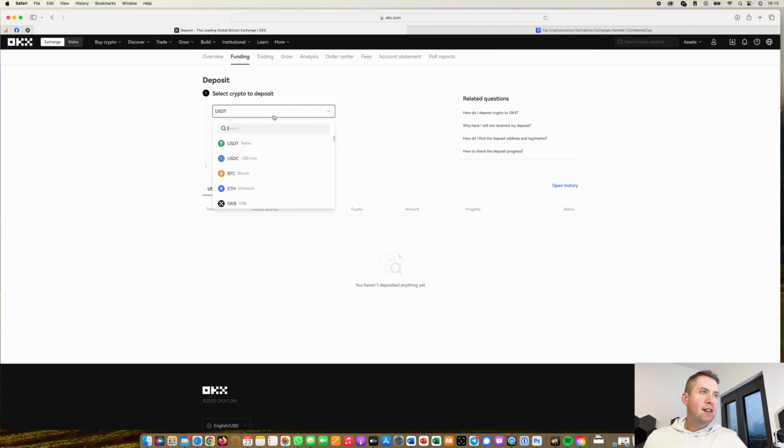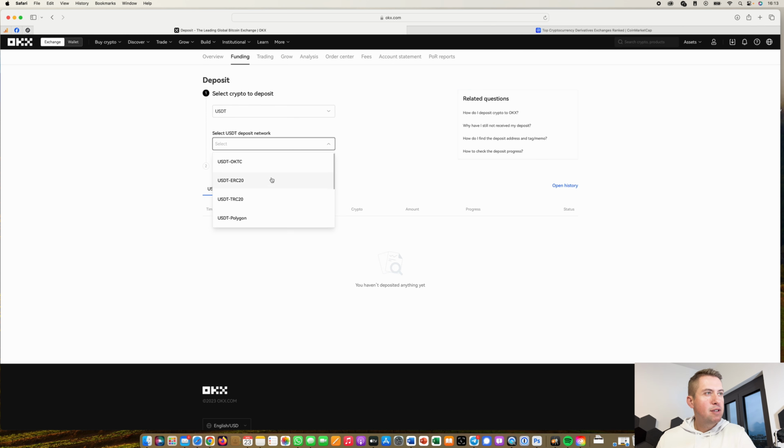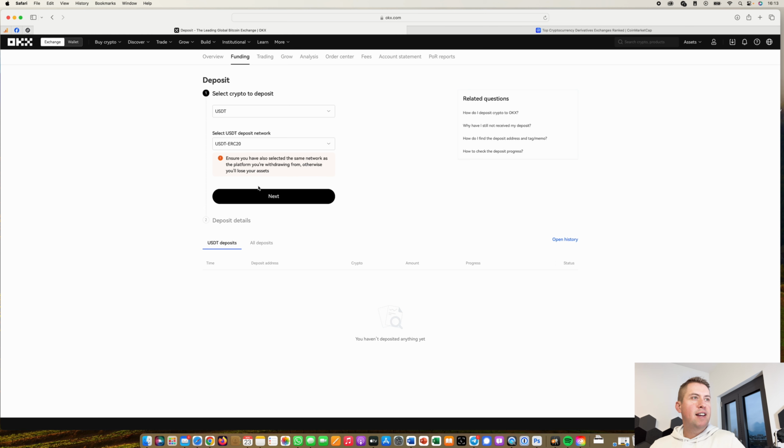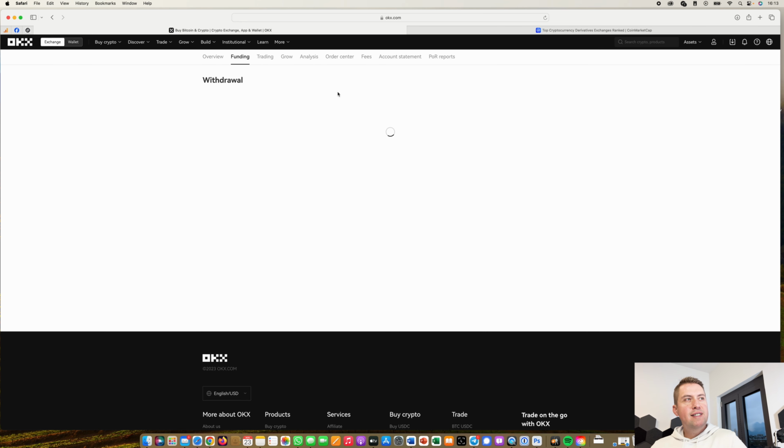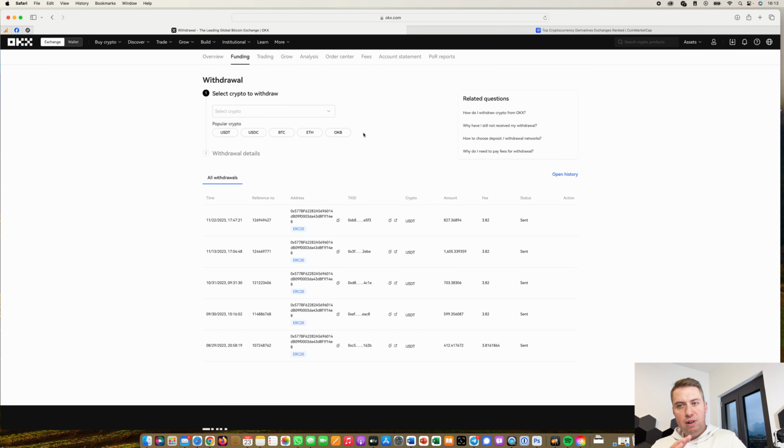Pretty straightforward. You just select the cryptocurrency like USDT and select the network, usually ERC20. Then you click next, and they will give you an address where you can send the cryptocurrency to. They don't charge you anything for it. And it's basically the same with withdrawing. You just click withdraw, and then you can easily withdraw the cryptocurrencies that you have on here to a different exchange or to a private wallet, whatever you prefer.